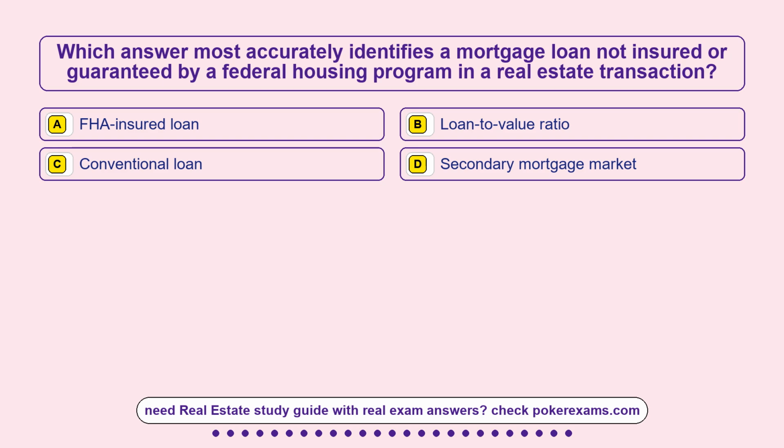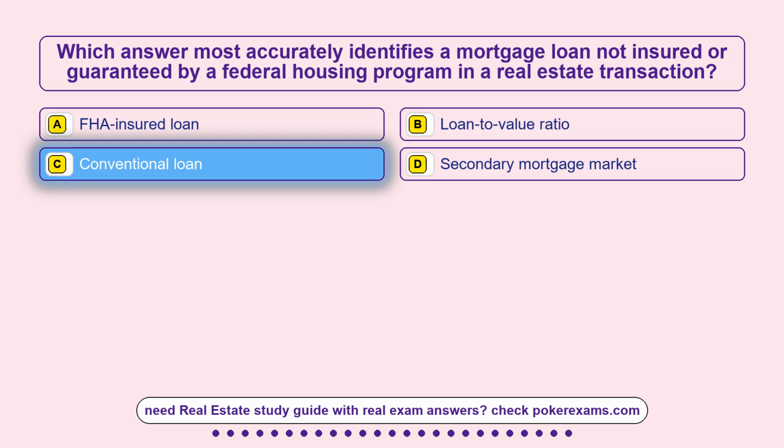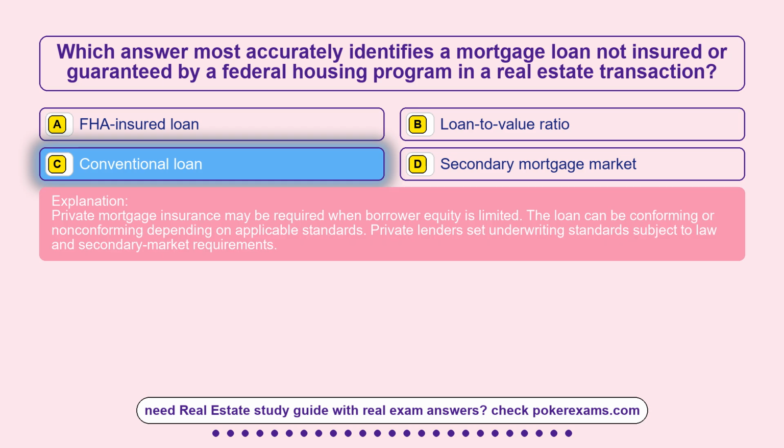The correct answer is option C. Conventional loan. Private mortgage insurance may be required when borrower equity is limited. The loan can be conforming or non-conforming depending on applicable standards. Private lenders set underwriting standards subject to law and secondary-market requirements.